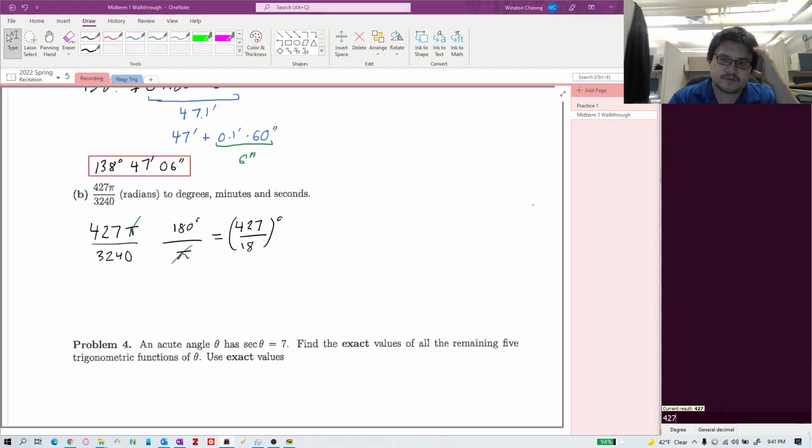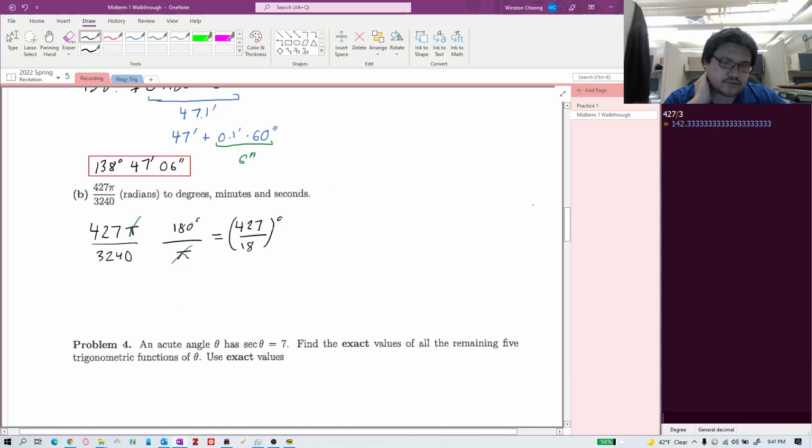So this calculator doesn't have the ability to just simplify fractions, but I can try to. This 427 is odd, so it doesn't divide by 2. I can try to divide by 3. I get a decimal, so it doesn't divide by 3 evenly, and there's no other prime factors for 18. So yeah, I'm pretty sure this is the simplified fraction form.